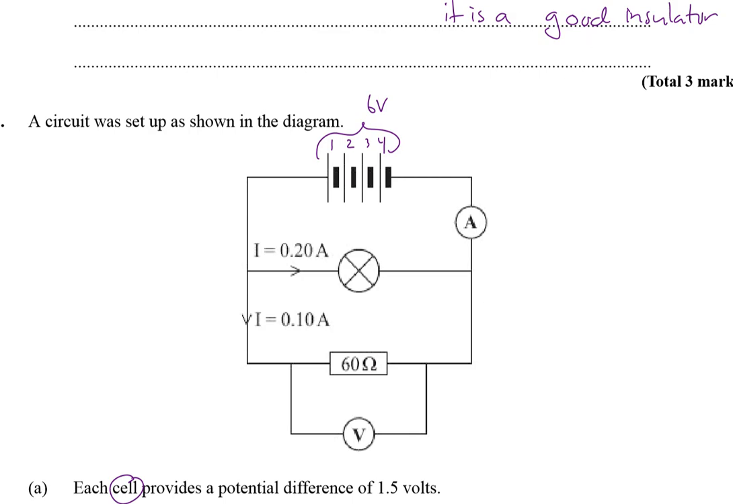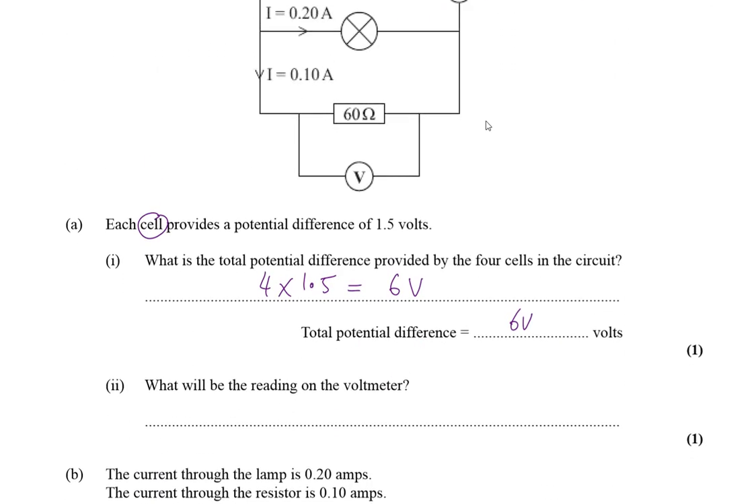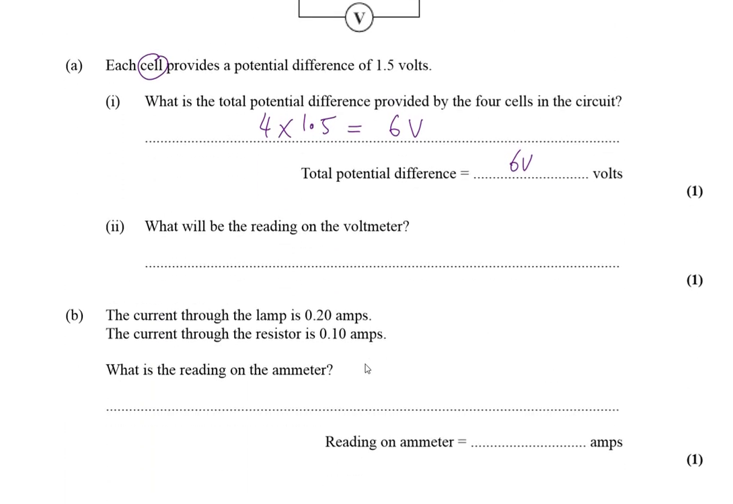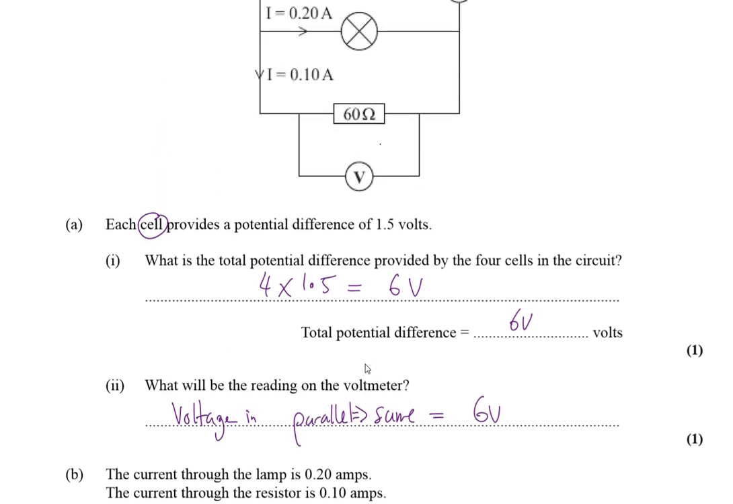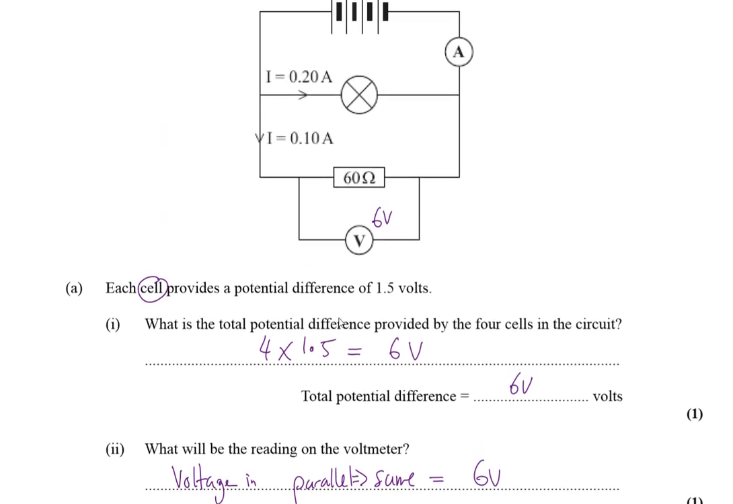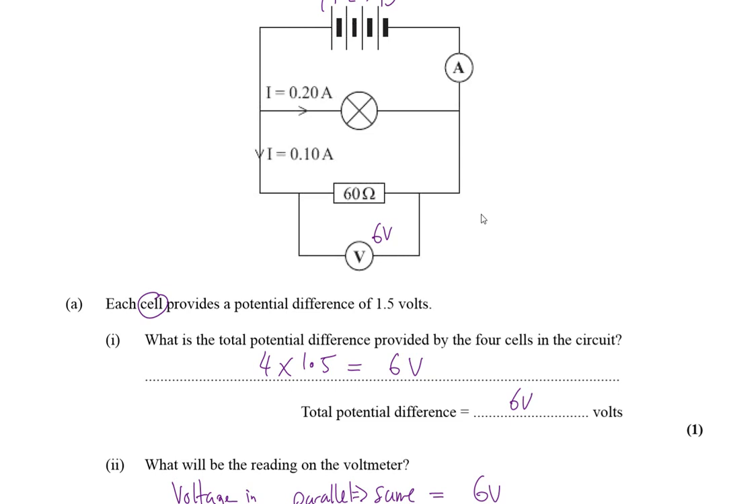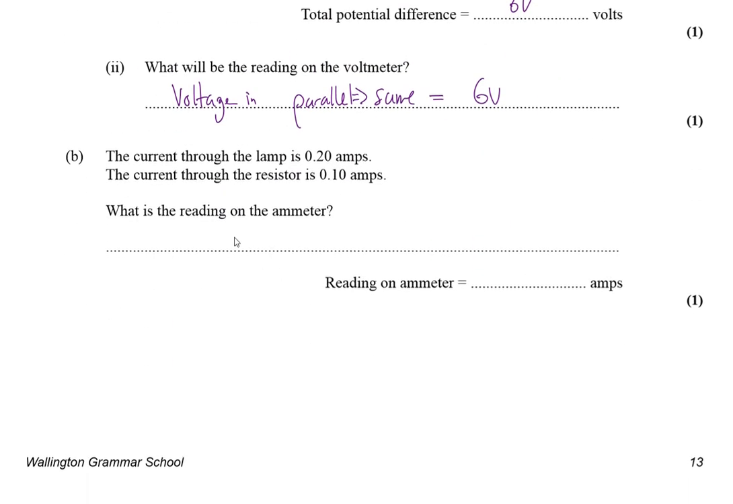Okay, nice one. Now, what is the reading of the voltmeter? Now, we know what happens to voltage in parallel: it is the same. So therefore, the voltage here will be 6 volts because it's a parallel circuit. Look, we can see one loop. We can see a second loop. So this is a parallel circuit. Nice one.